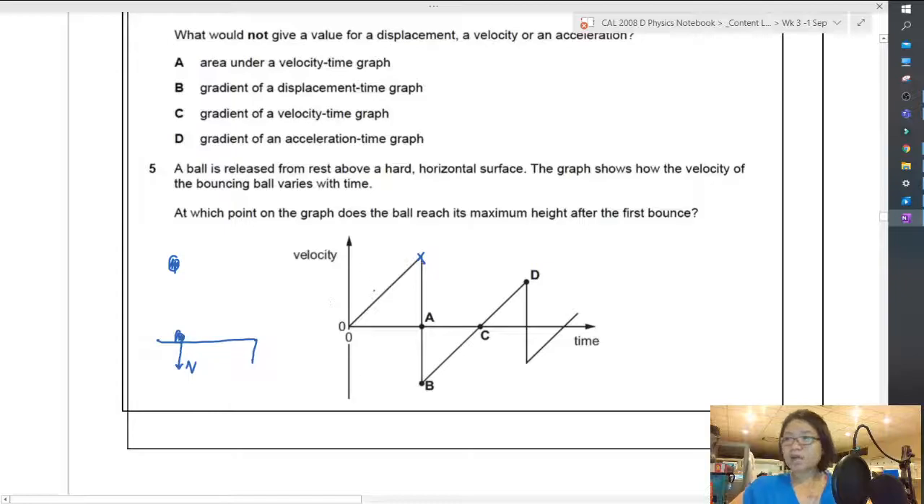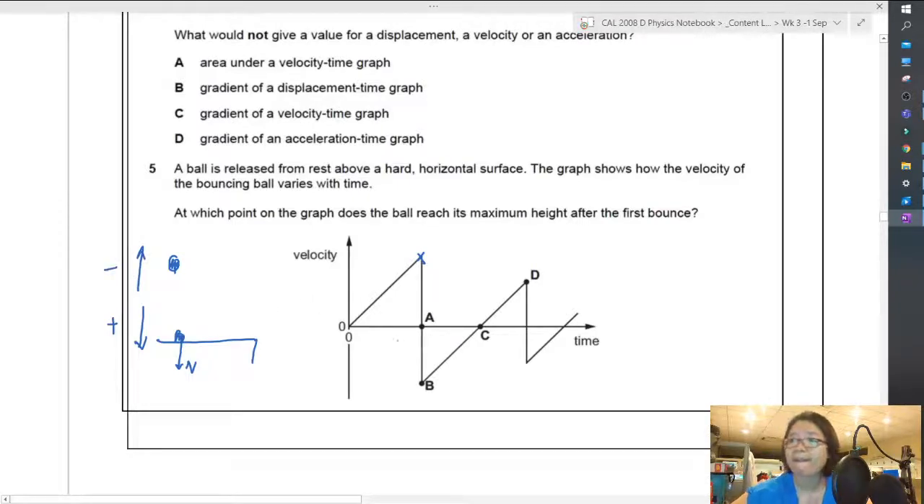Okay, how do I know? Well, the velocity will increase. You can see the magnitude is getting more and more positive. If it's getting more and more positive, this means that it's accelerating. This also means my sign convention will be down is positive, up is negative.